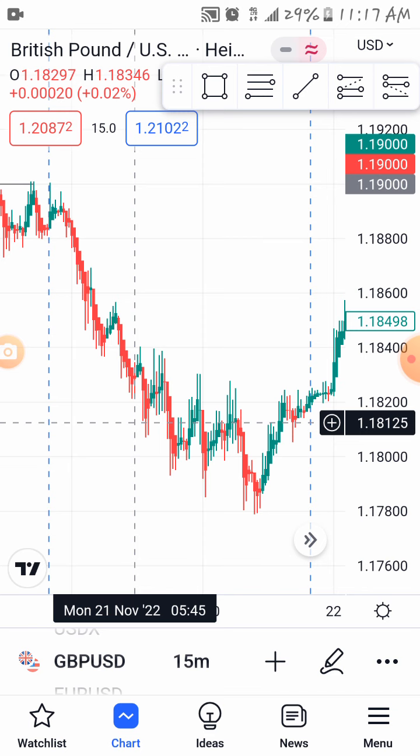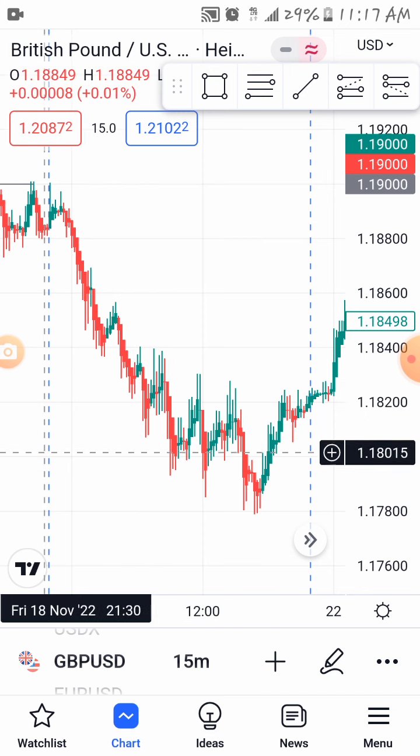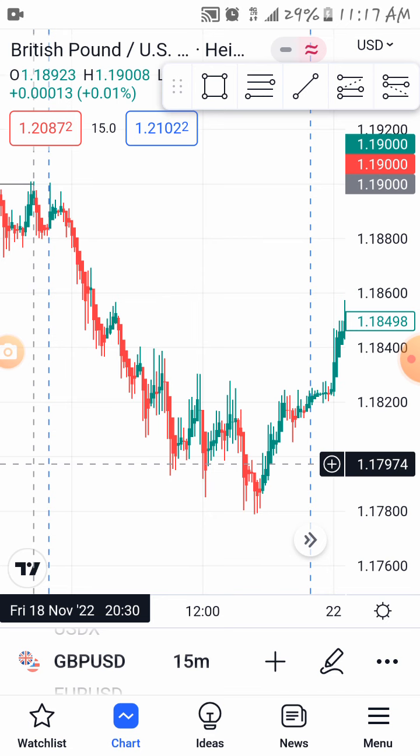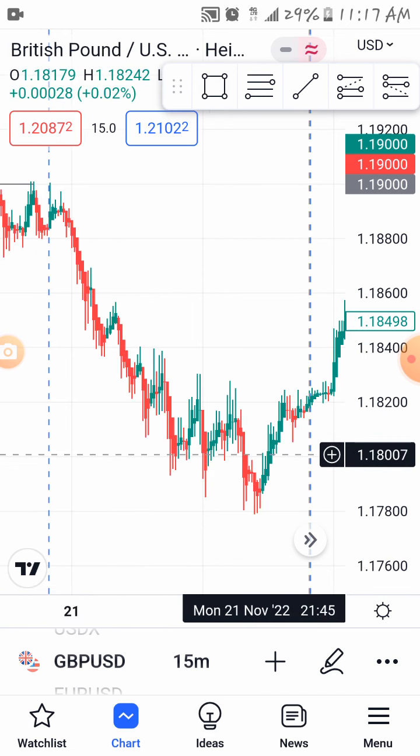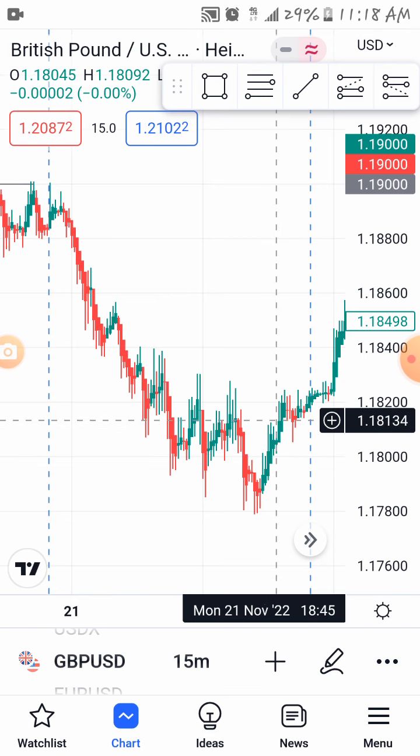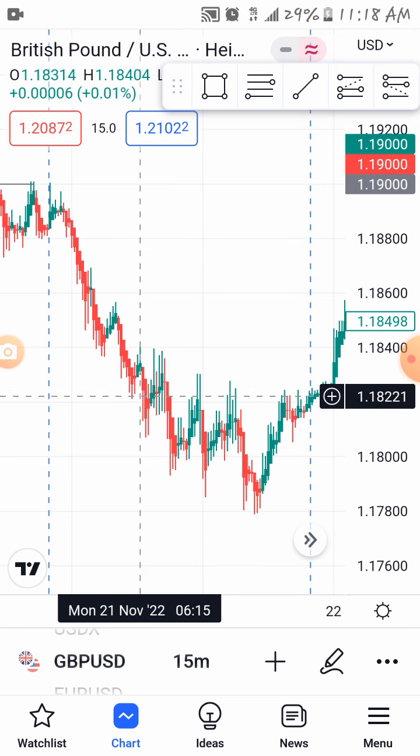As you can see, these blue dotted lines signify a new day. You can see it here. So this is the beginning of a new day. You can see it here as well. So this is the beginning of a new day. So as you can see here, this is Monday, 21st November.